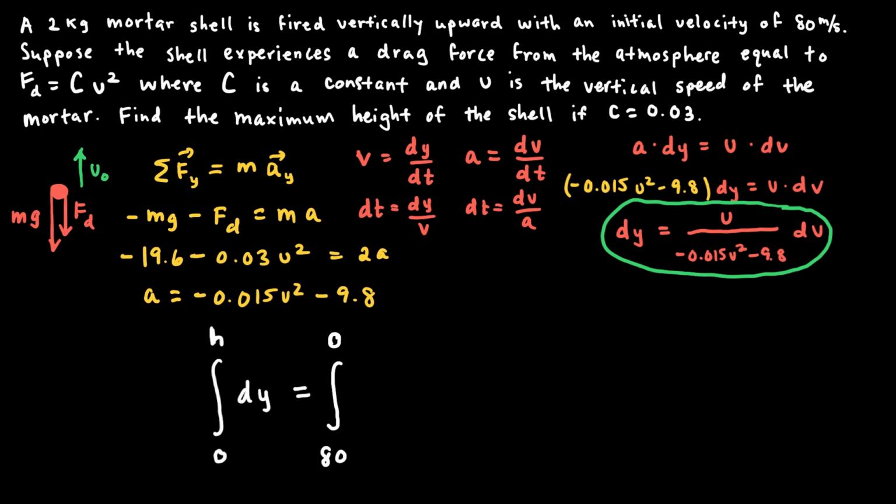And so the top limit on this integral should be 0. The left-hand side of this equation is fairly trivial, but the right-hand side will involve a little bit of work, because the equation that I need to integrate is v divided by negative 0.015 v squared minus some constant 9.8. So now my job is to figure out how to integrate both sides of this equation and solve for that height h, that upper limit of the left integral.